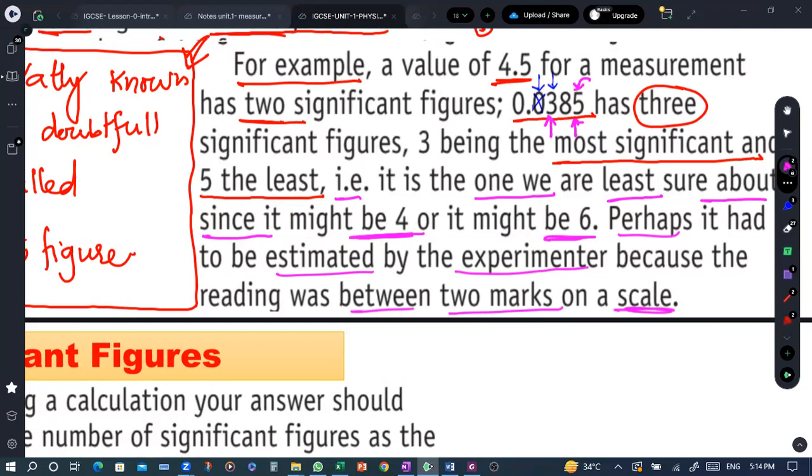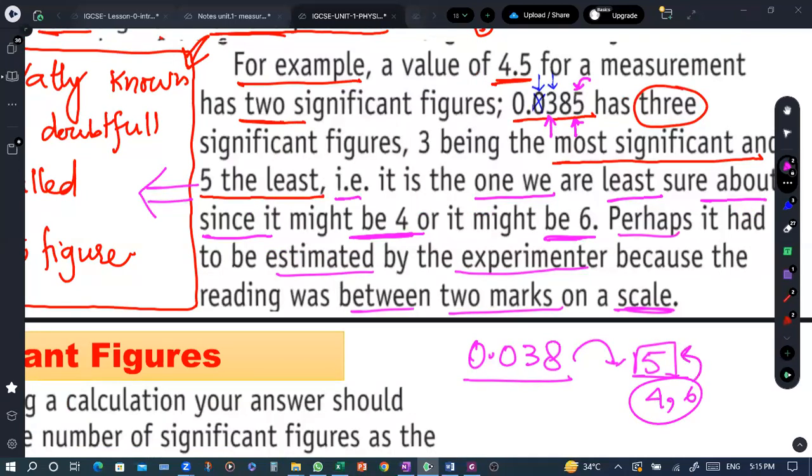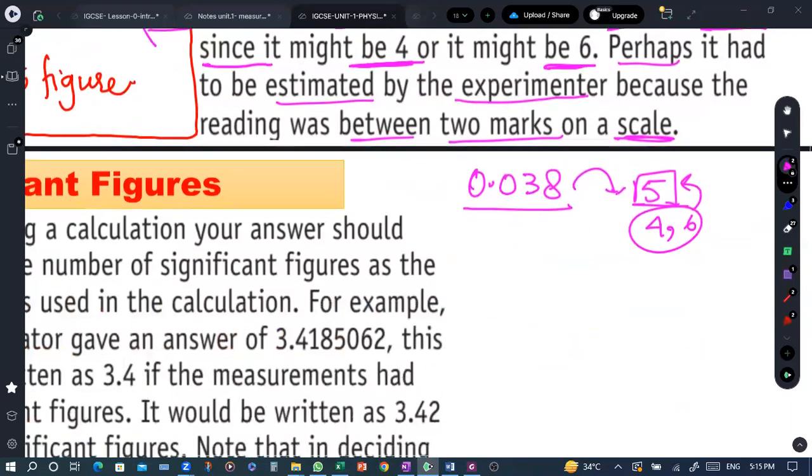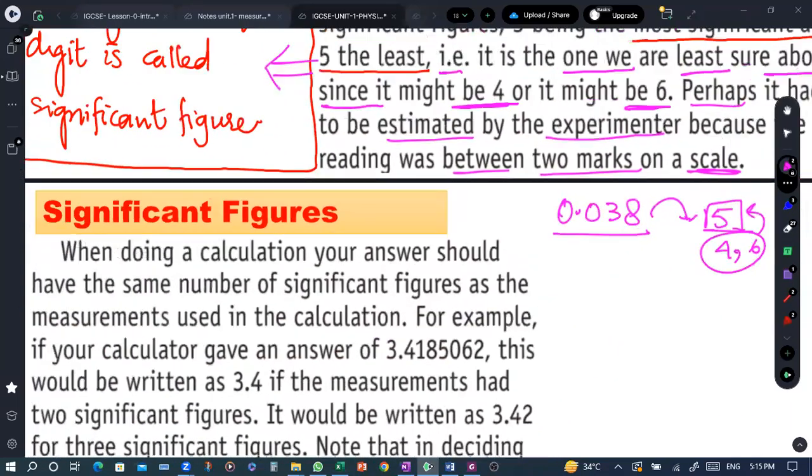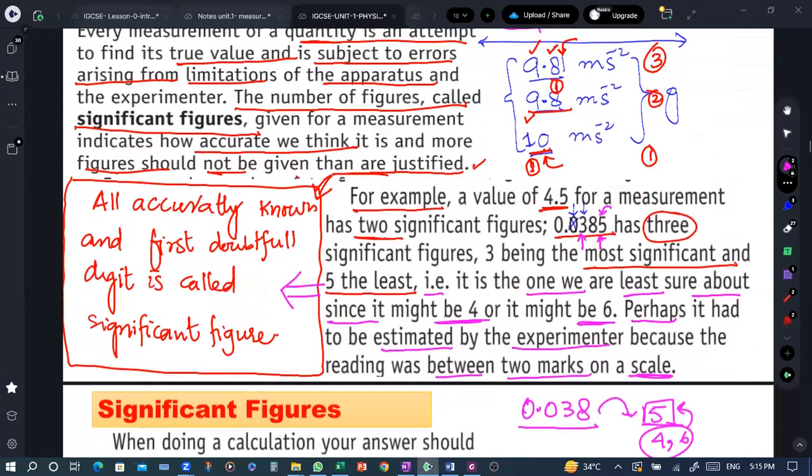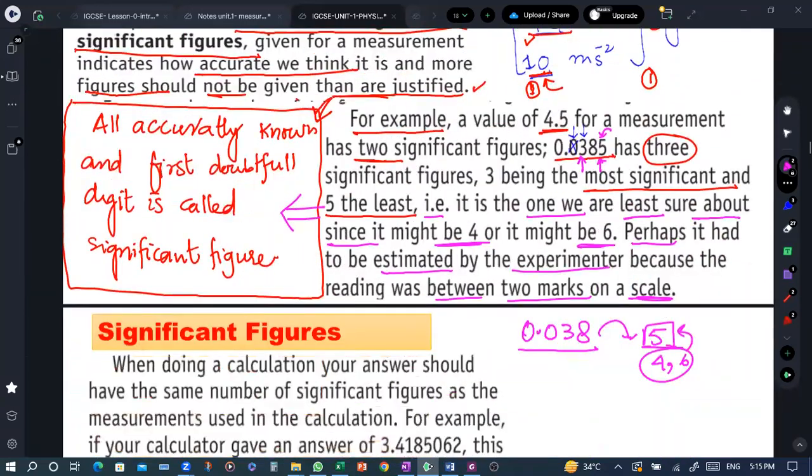So this all refers to this statement that here 0.038 are accurately known, but 5 can be doubtful because maybe it was 4 or maybe it was 6, but we have rounded it up or rounded it down to 5. So this was the first doubtful. So here I have these 3 significant figures. Is this clear to all? This first slide? Yes, sir.